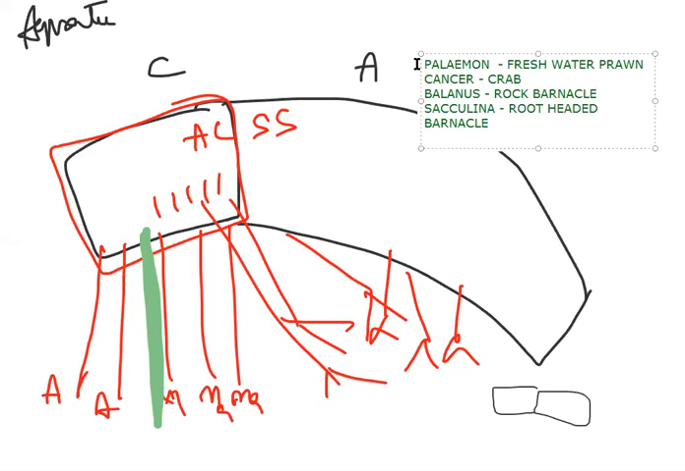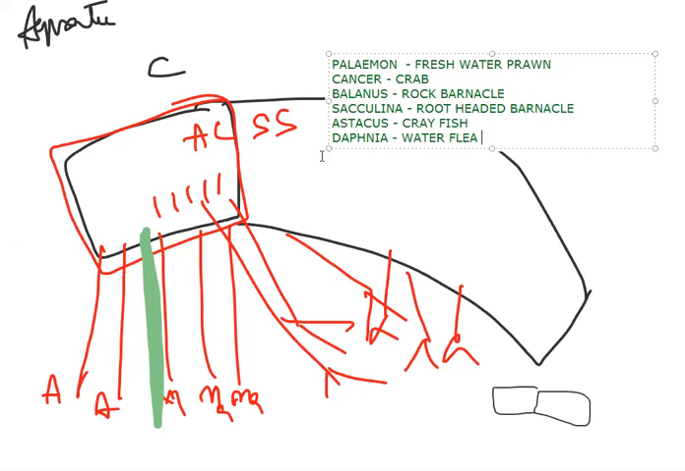Next, Astacus, crayfish. Daphnia is commonly called water flea. Palaemon, freshwater prawn; Cancer, crab; Balanus, rock barnacle; Sacculina, root-headed barnacle; Astacus, crayfish; Daphnia, water flea.